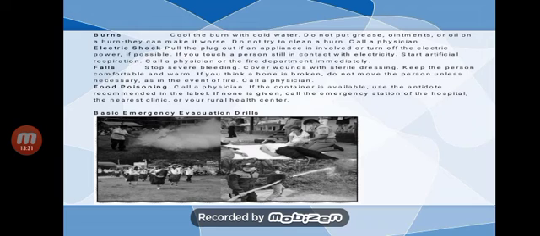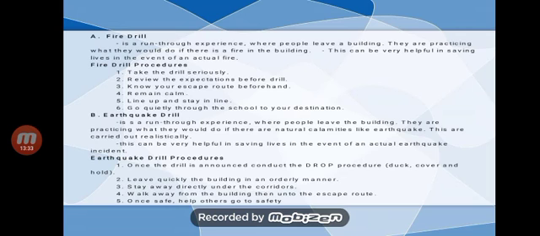Basic emergency evacuation drill. A fire drill is a run-through experience where people leave a building. They practice what they would do if there is a fire in the building. This can be very helpful in saving lives in the event of an actual fire. Fire drill procedures: take the drill seriously, review the expectations before the drill, know your escape route beforehand, remain calm, line up and stay in line, and go quickly through the school to your destination.